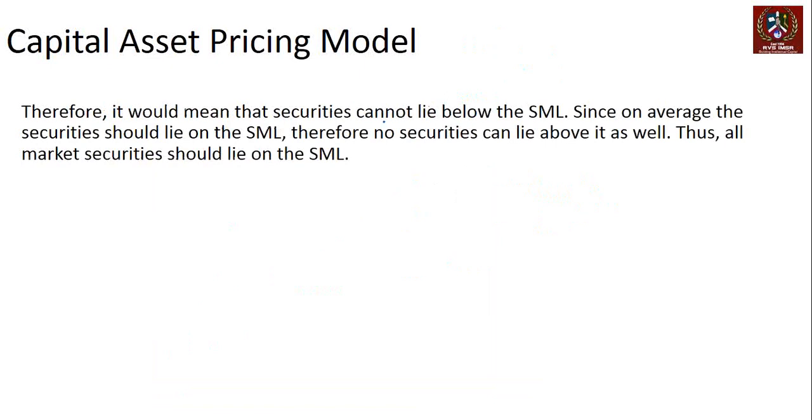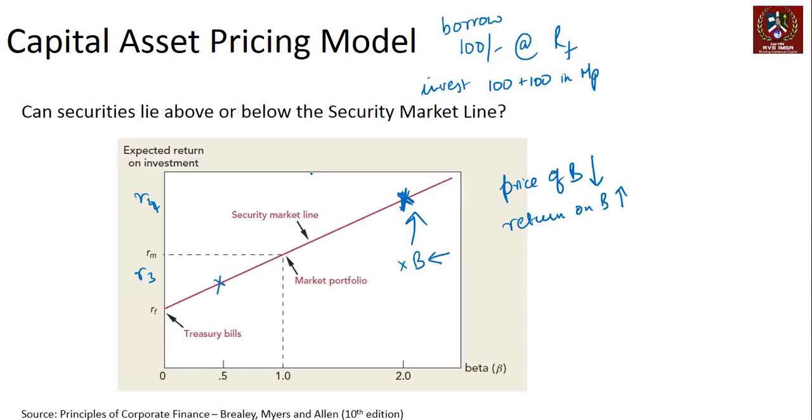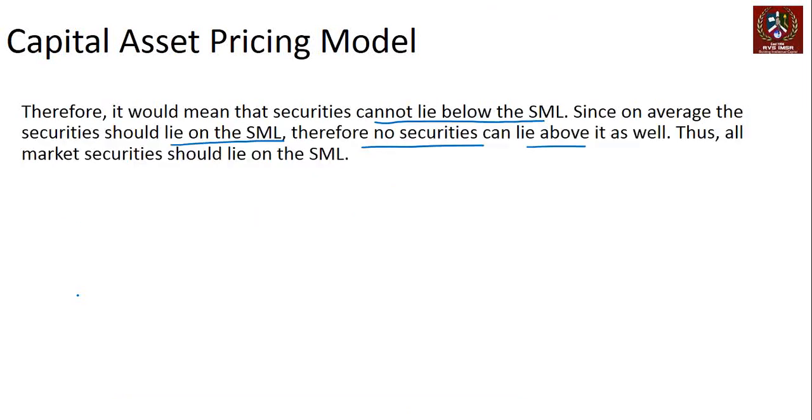Now, it should mean that securities cannot lie below the SML. Since on average, securities should lie on the security market line, therefore no securities can lie above it as well, which means all stocks are on the SML, right? The stocks will have to be on the SML or the prices will move to create stocks on the SML. That's what the theory says about the capital asset pricing model.